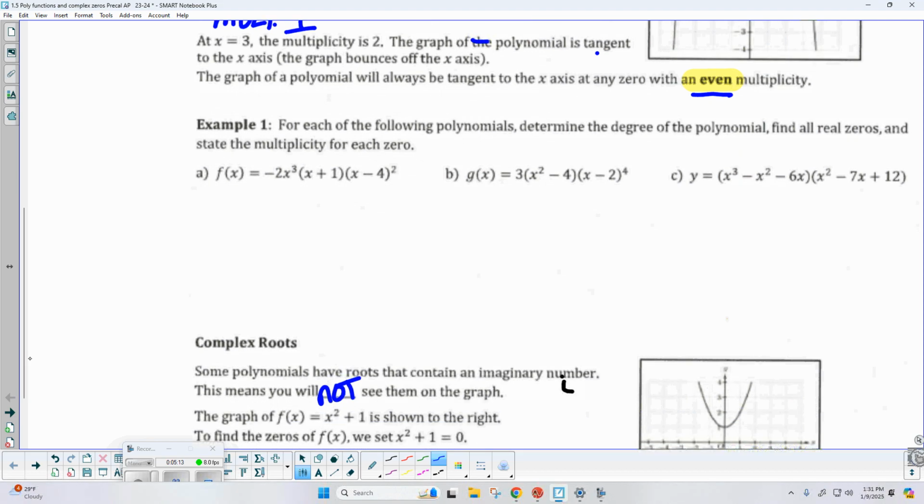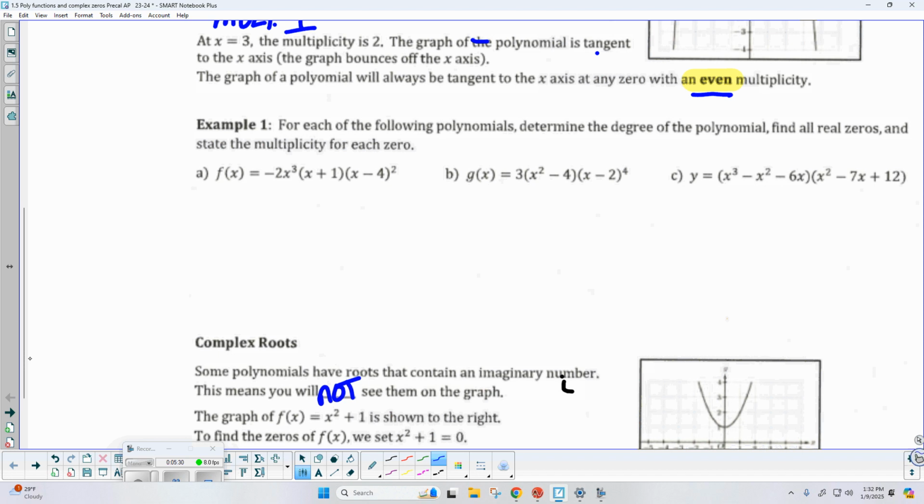Okay, for each of the following, determine the degree of the polynomial. Remember, that was the one term that had the largest power. Okay, find all the real zeros and state the multiplicity for each zero. Okay, so we're going to go ahead and start with the zeros and the multiplicity.